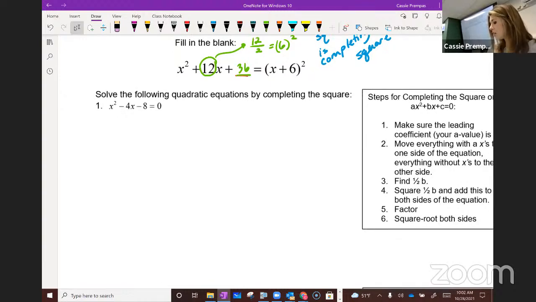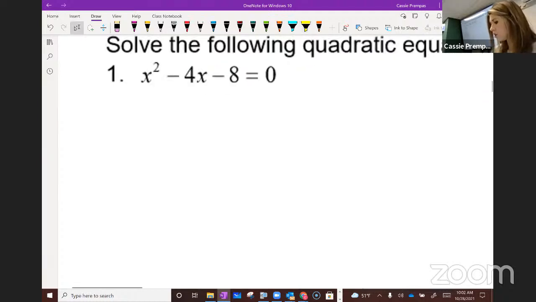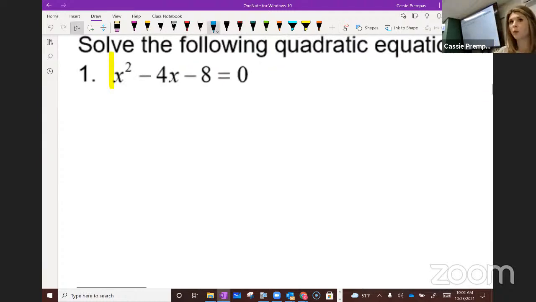Number 1, make sure the leading coefficient, your A value, is equal to 1. I told you guys that in the homework last night, that all of those coefficients had to be 1. That was important to be able to use this process. So looking at number 1, the coefficient is 1. Sweet. Step number 1 done. Step number 2, move all the x's to one side and all the numbers to the other side. So which one do we have to put to the other side? Which one doesn't have x?